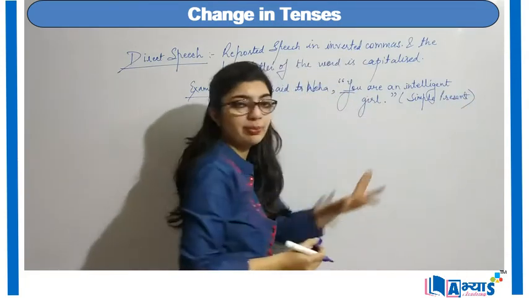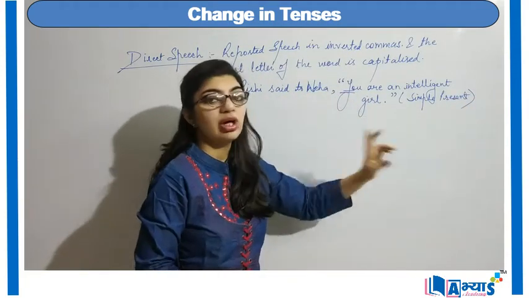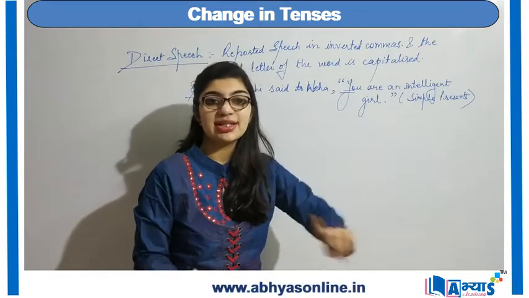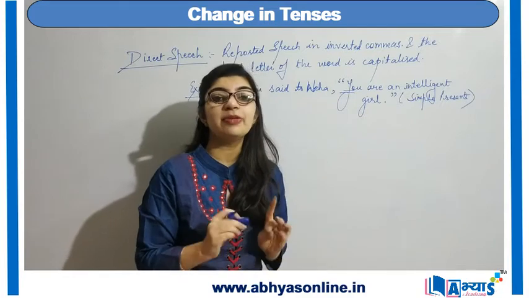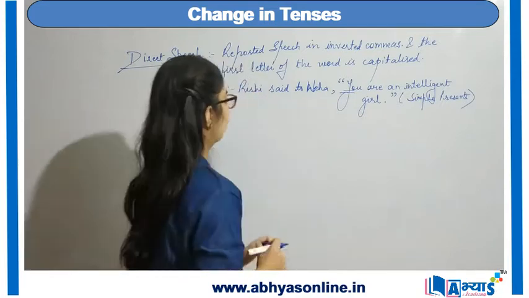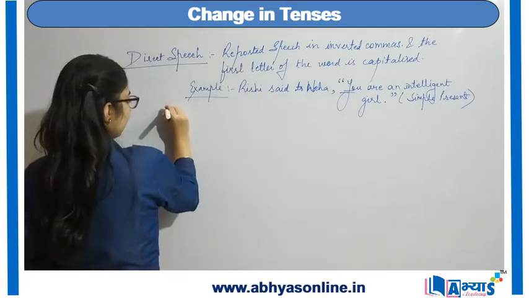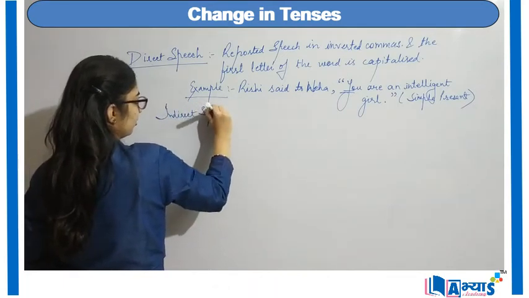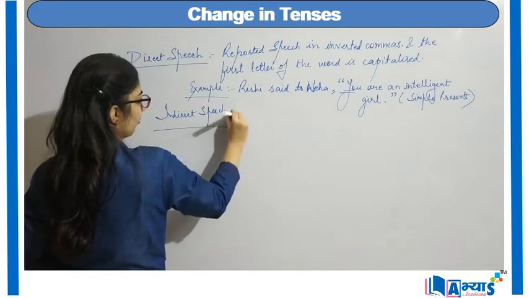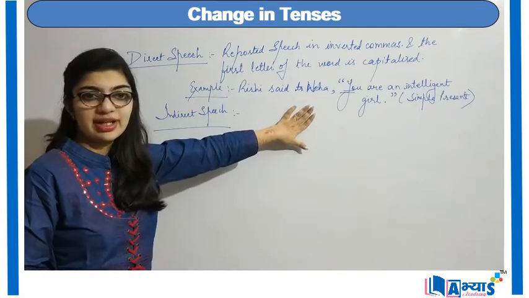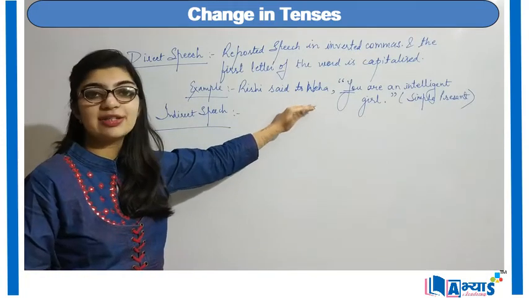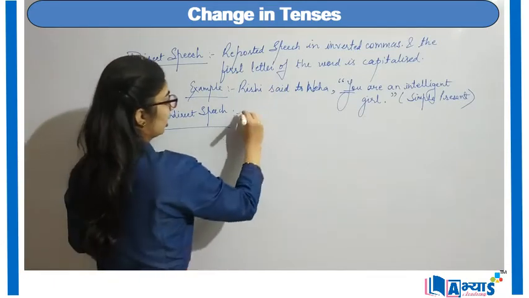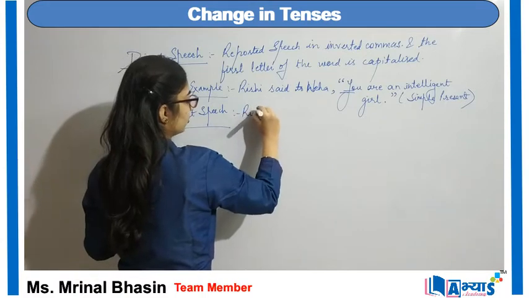So this is a simple present tense. Now, according to the rule, we have studied that simple present tense gets converted into simple past tense, right? So, indirect speech. This was a direct speech. Now we are converting direct speech into indirect. So we will begin with Rishi.